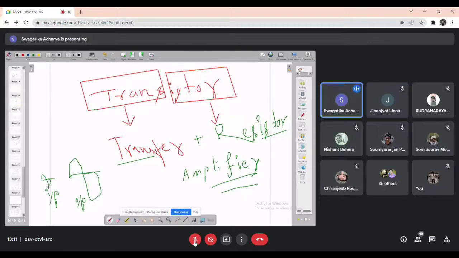Because this must have some high resistance and this must have some low resistance. Amplitude will increase. That's why you can say transfer of resistor, because it is the combination of transfer and resistor, because it transfers the resistance from one end of the device to the other end. Very high input resistance and low output resistance. That's why it works as an amplifier. Okay, are you getting my point or not?